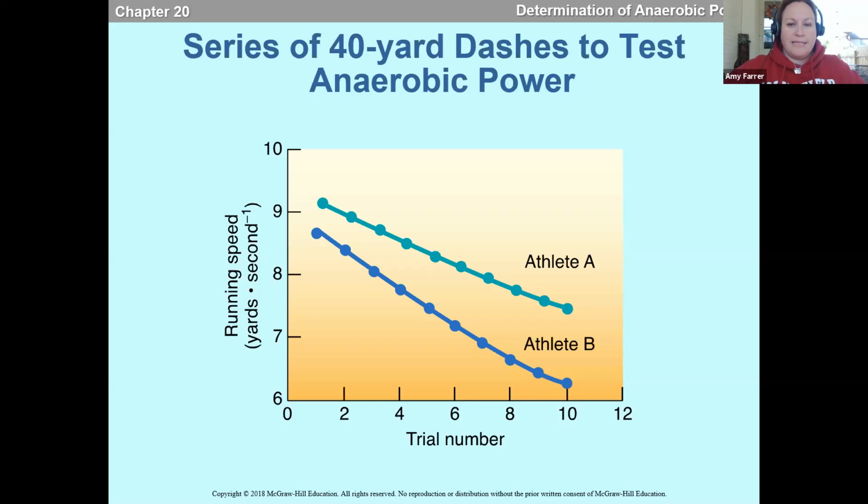So let's look at this anaerobic power. Look at the trials. Here's the question: do you want to be A or B? I'll give you a second to look at it, see if you choose appropriately. Over the number of trials, B cannot maintain the running speed, right? So we want to be athlete A if we have a choice. But that's something to look at: how many times can we repeat it? How much can we sustain?